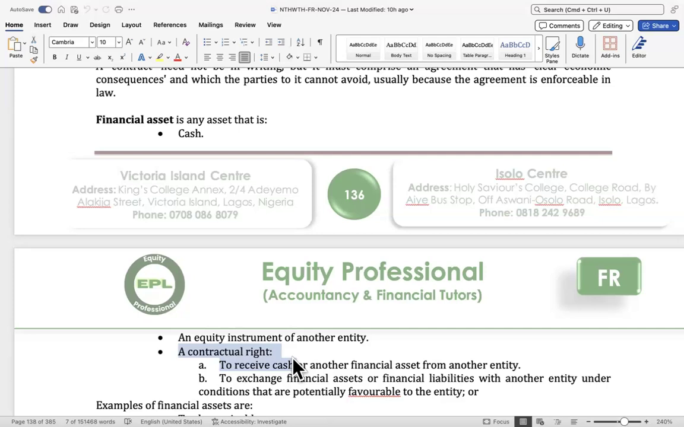Sir, hello, sir. Yeah, my brother, I'm with you. Would a lease fall under financial asset? Right to receive cash.